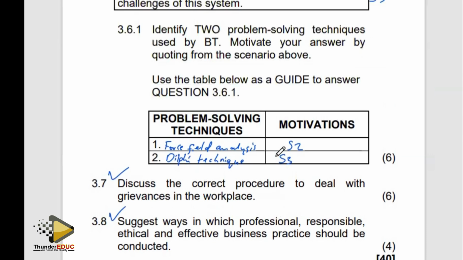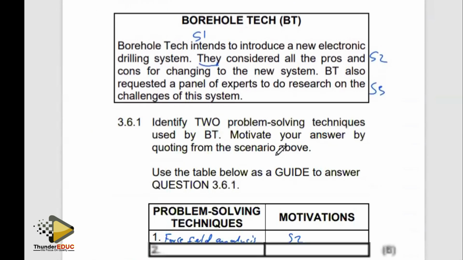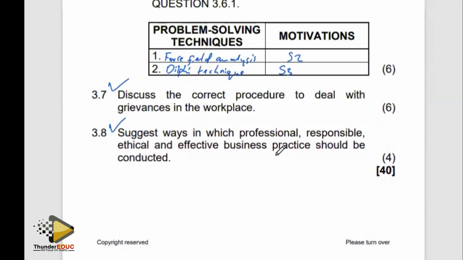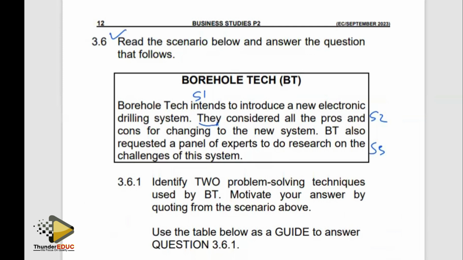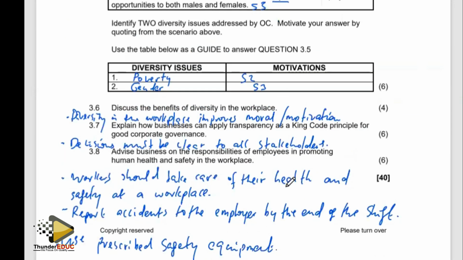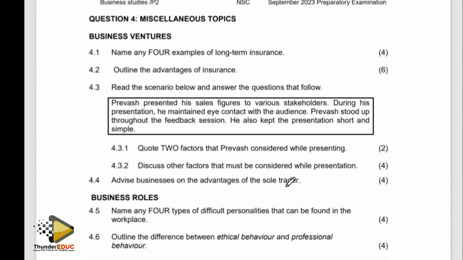Right, grade 12s. In this regard, we are done with question 3 from this question paper. So now let's move on to question 4. Remember, question 4 is based on miscellaneous topics. It means that question 4 caters for business ventures as well as business roles. In order for you to master question 4, you should understand business roles as well as business ventures, and also the topics that appear under both.